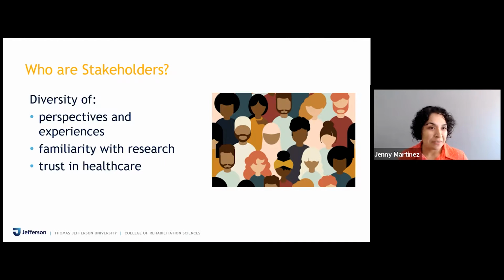And start with a discussion of stakeholders. As we now know, stakeholders represent a variety of constituencies that do have a stake in generating useful and relevant healthcare research evidence. So from this perspective, when we engage stakeholders, it's important for us to understand that stakeholders do represent a range and diversity of perspectives, experiences, as well as familiarity with research and trust in both healthcare and the research enterprise as a whole. Next slide.